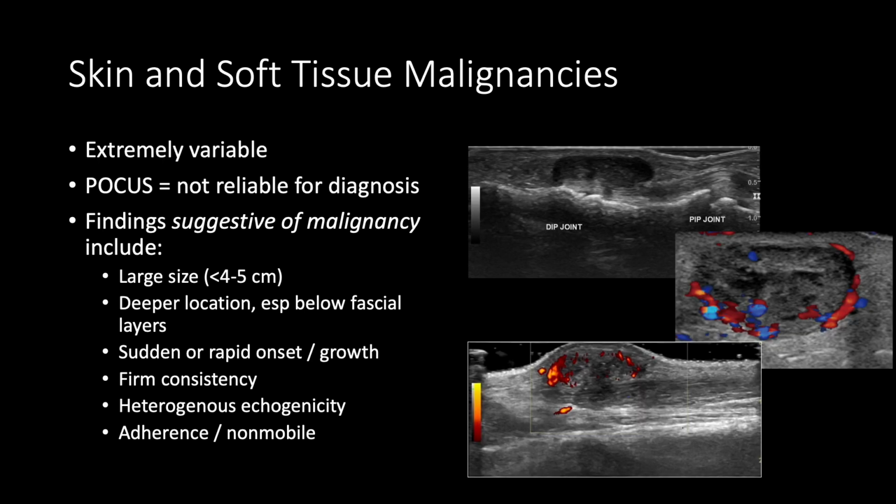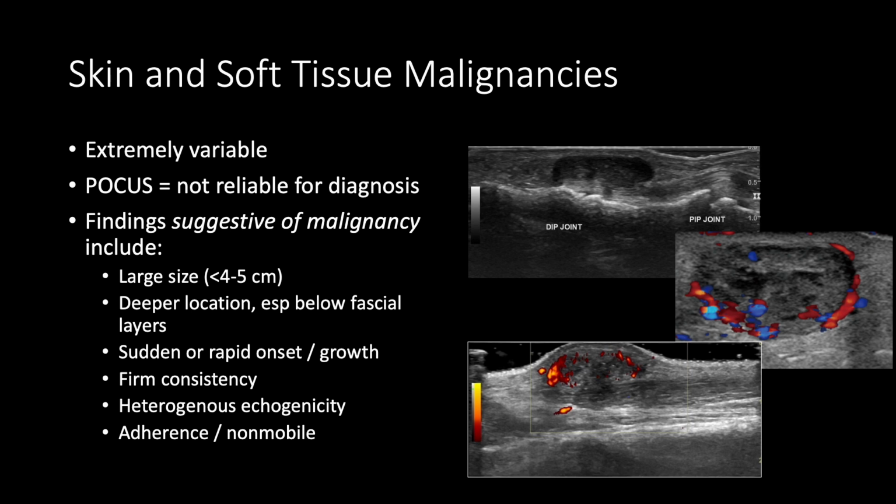Lastly, let's close out this lesson with a brief examination of some red flag findings that should raise your suspicion for skin and soft tissue malignancies. While being some of the most common types of cancer encountered by generalists, skin and soft cutaneous malignancies have an extremely variable appearance using ultrasound.